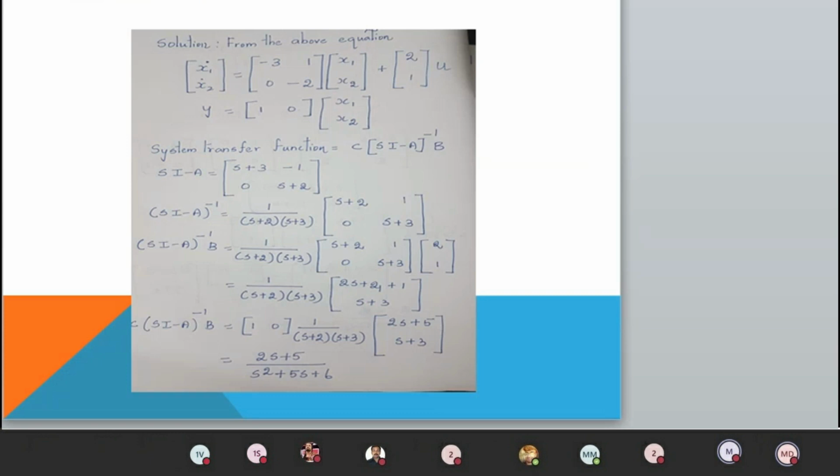So understand here how I framed the differential equation in terms of state space vector. That's very, very important to know. From that, the system transfer function is very simple. C, sI minus A inverse of B, right? And then finally, I obtain 2s plus 5 divided by s square plus 5s plus 6.